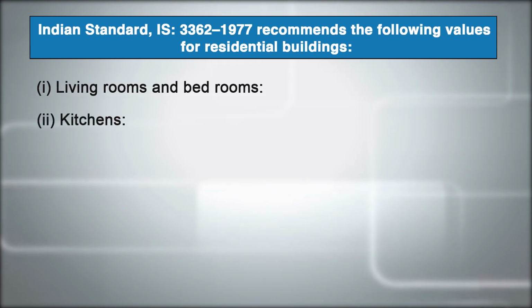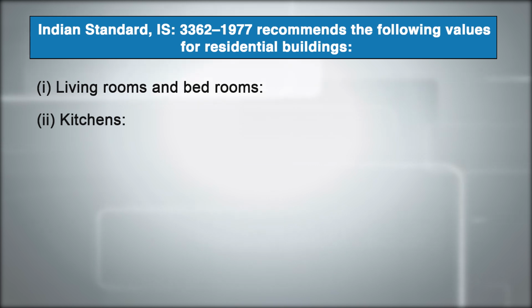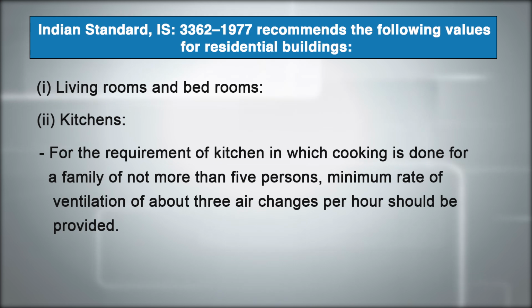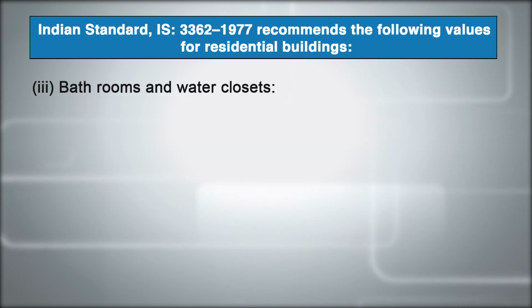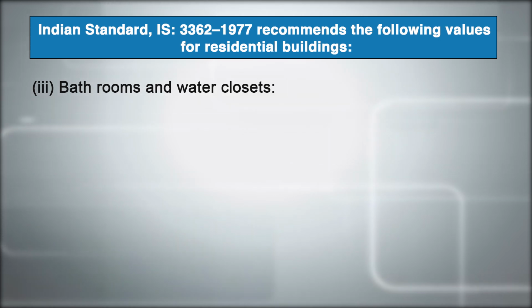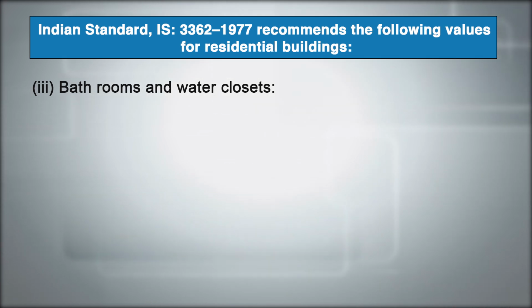Kitchens. Large quantities of air are needed to remove the steam, heat, smell and fumes generated in cooking and to prevent excessive rise of temperature and humidity. However, if cooking is done for a family of not more than 5 persons, a minimum rate of ventilation of about 3 air changes per hour should be provided. In bathrooms and water closets, considerable ventilation is desirable after use and the equivalent of 3 air changes per hour should be provided.